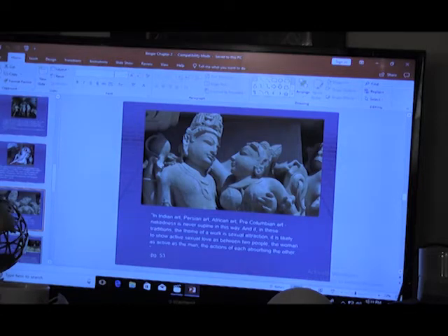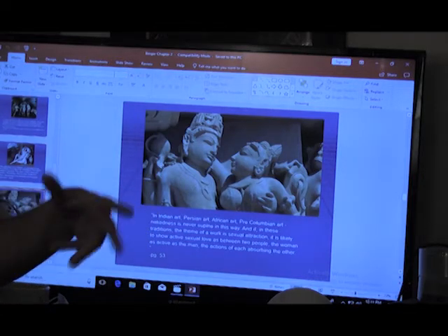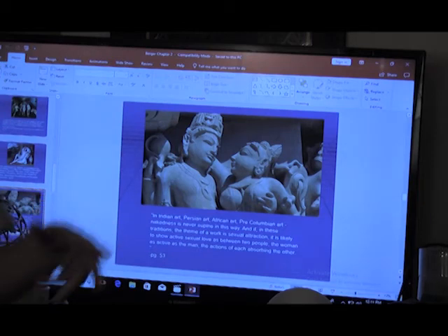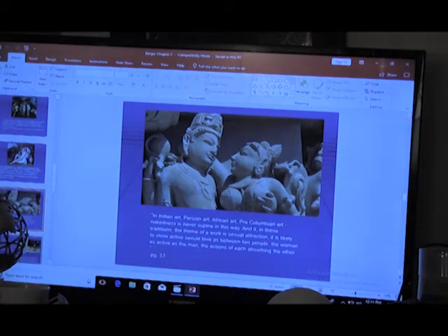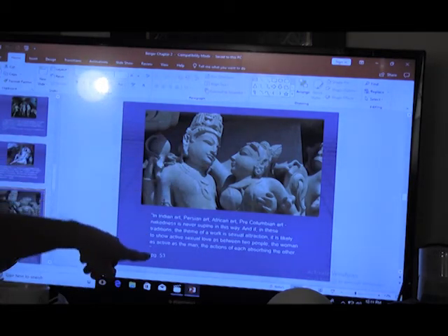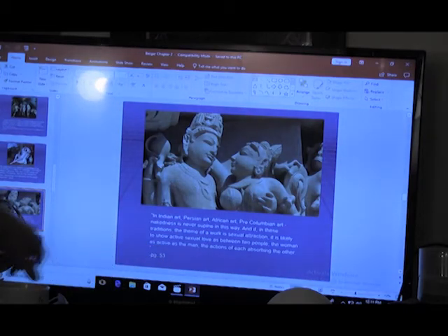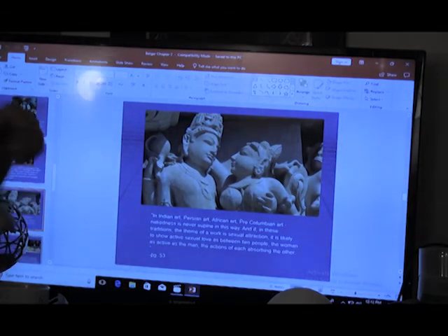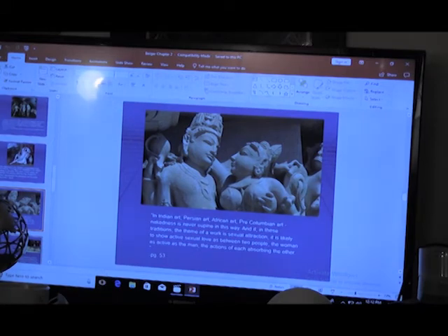In these traditions, the theme of the work is sexual attraction. It is likely to show active sexual love as between two people. The woman is as active as the man, the actions of each absorbing the other. Each is a participant in this kind of give and take of feminine and masculine energy. And he shows other instances here of that in the book.